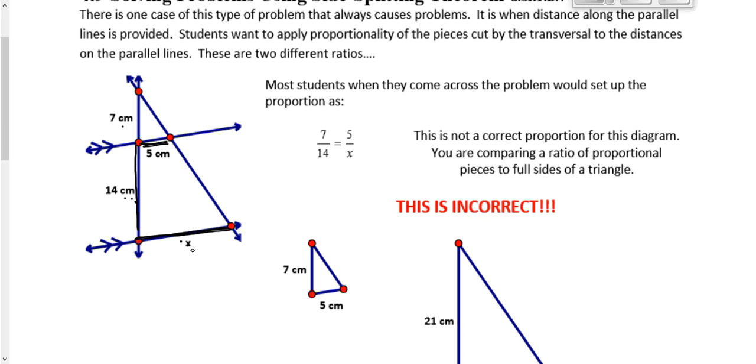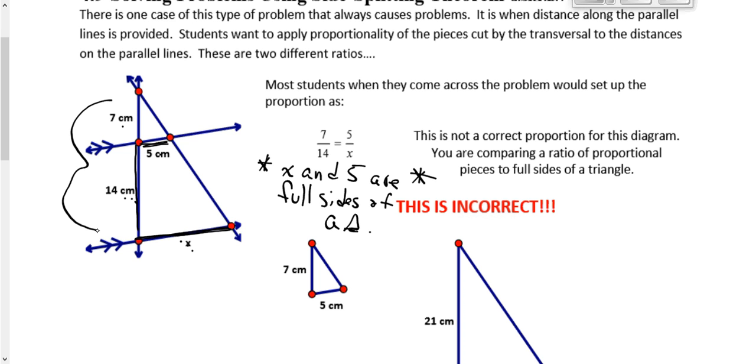Okay, so I would just say, note here, this is important. X and 5 are full sides of a triangle. That's the triangle symbol, okay? So we have to add this up here. What is 14 plus 7? 21. 21, okay?